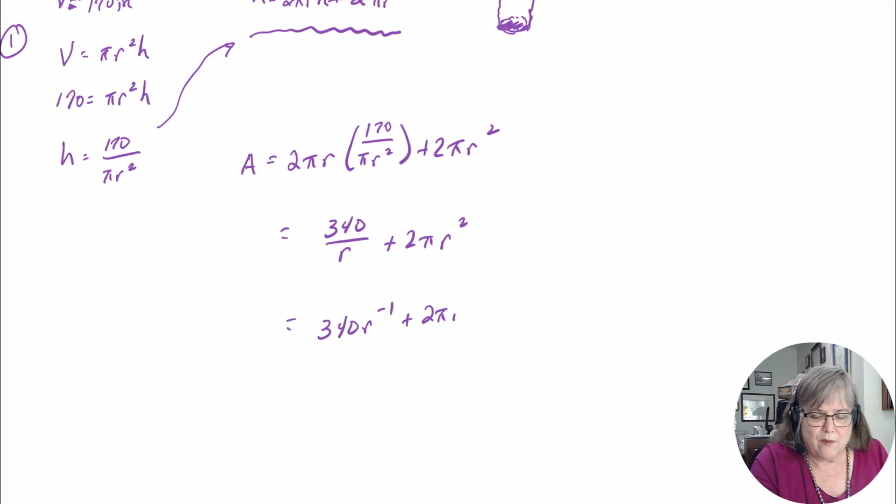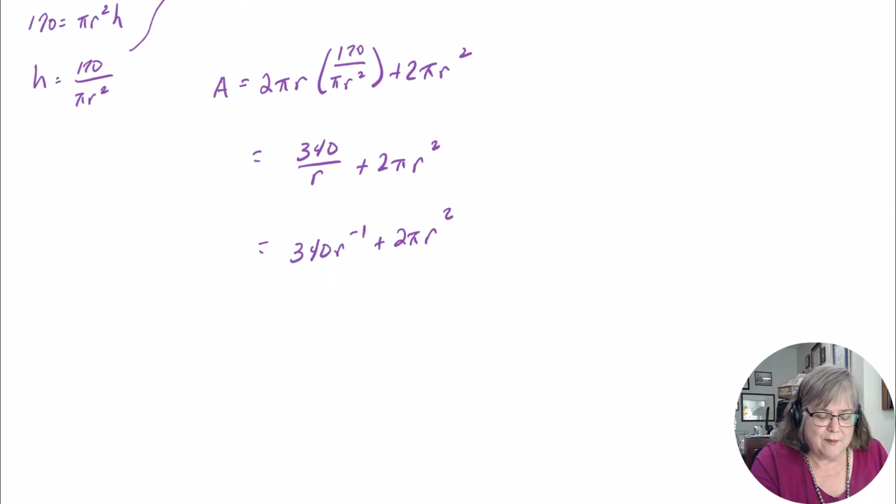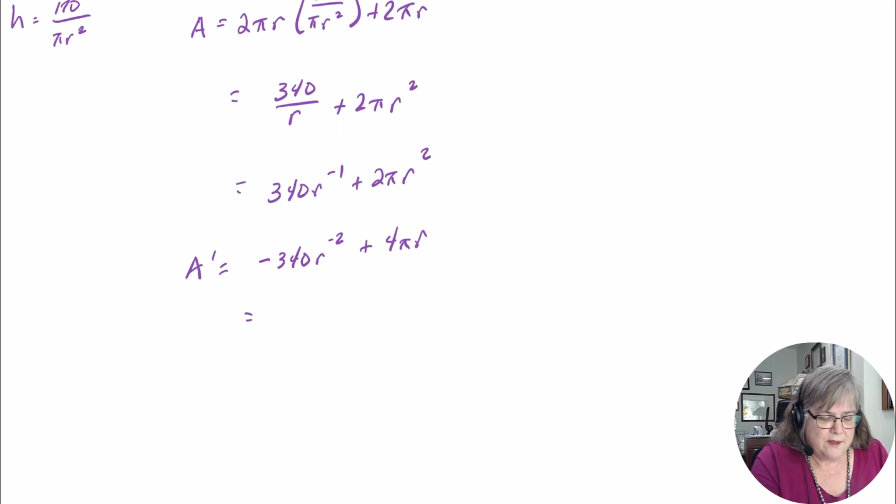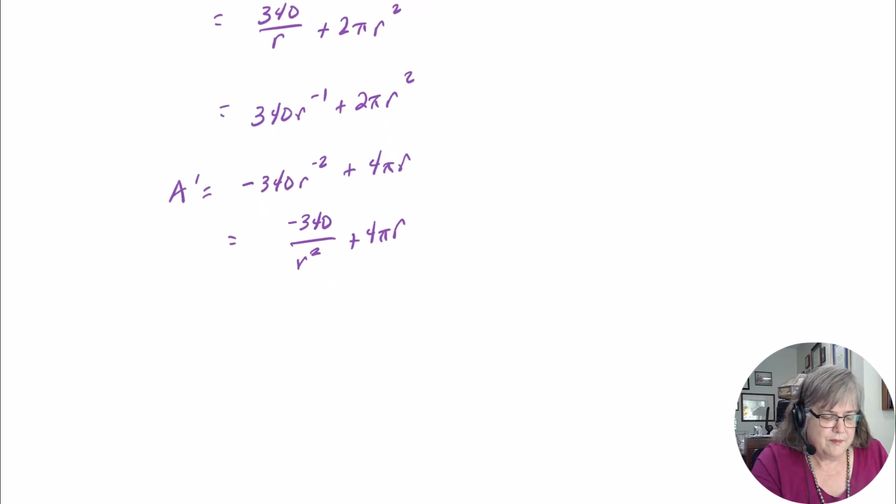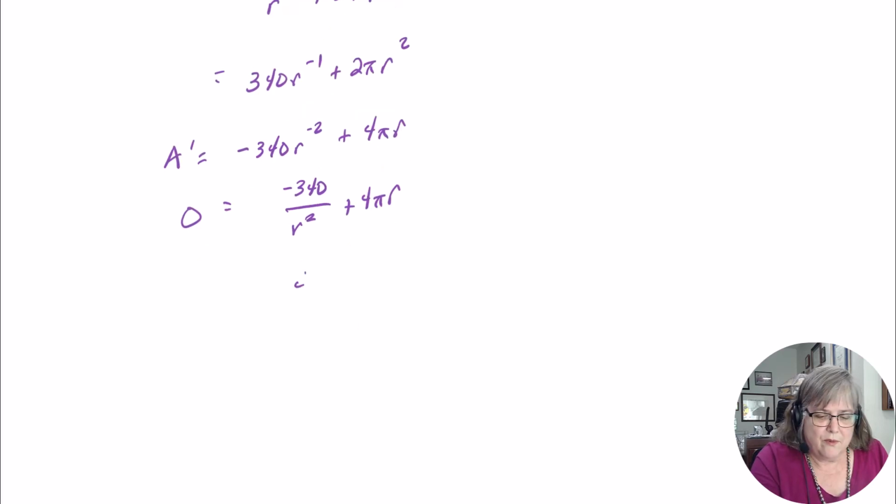Some people can take the derivative of it while it's still underneath, and some people can't, so I'm going to show you that. So what we're going to do is take the derivative now, and it'll be minus 340, because you bring the power down, leave the inside alone, right? Take 1 off the power, and this would be 4 pi r. So this is negative 340 over r squared plus 4 pi r. And what we want to do is to figure out where this is equal to 0.